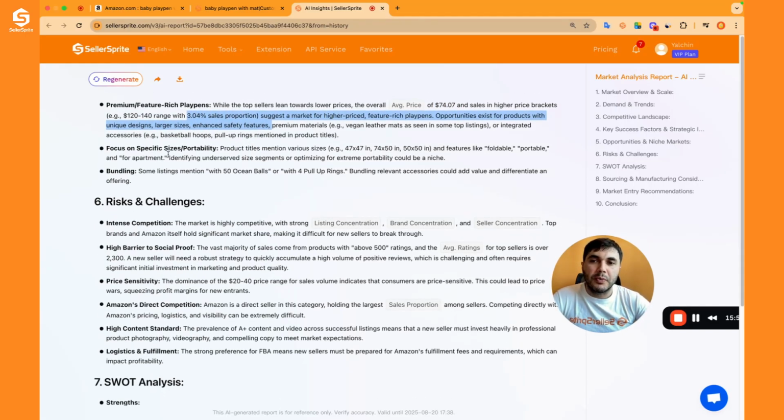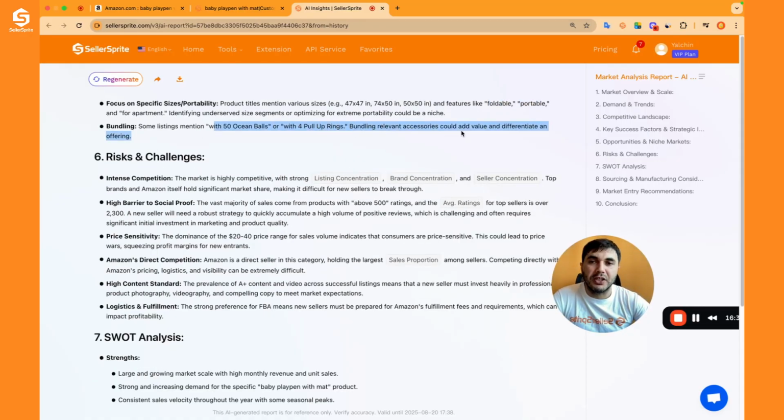distribution. Focus on specific product and the size: 47, 47, 74, 50, 50, foldable, portable, and apartment. So it means there are these kinds of sizes, and also some special features like foldable, portable, and apartment. These kinds of products are more in the market and recognizable. Maybe you can add something a little different, and develop a bigger size with portable or foldable function. Also bundling, which we mentioned here.